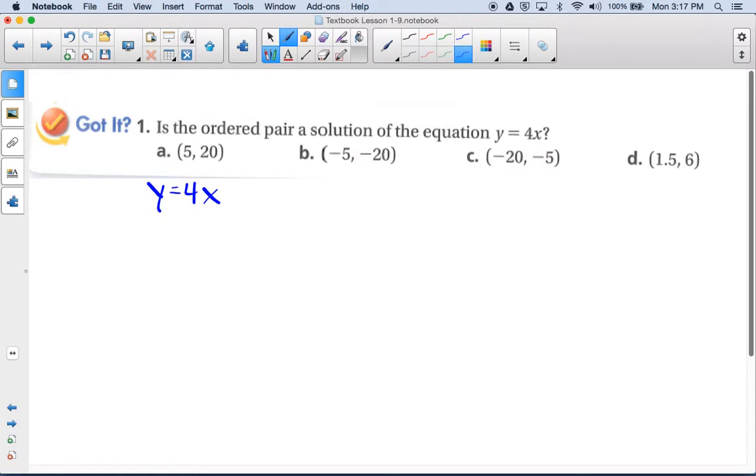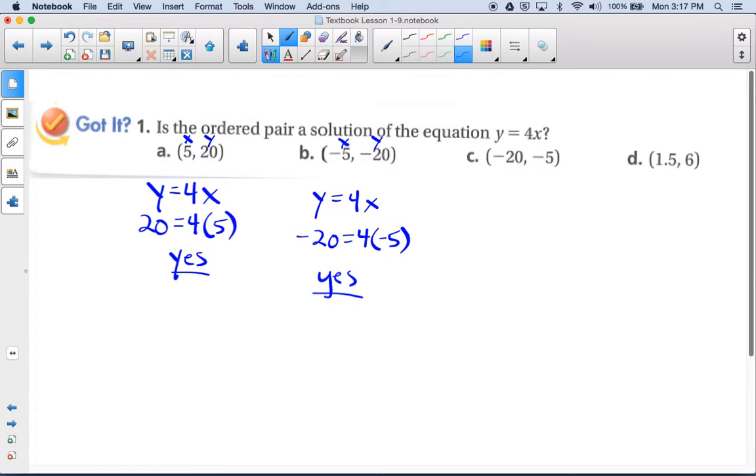All right, now that we're checking, let's see what we've got here. Yes, this is a solution. Remember x and y. We've got y equals 4x, so negative 20 equals 4 times negative 5. That is in fact true, so yes, this one is a solution. We have x and y, we have y equals 4x. Negative 5 equals 4 times x. Negative 5 equals negative 80 is not true, so this is a no.